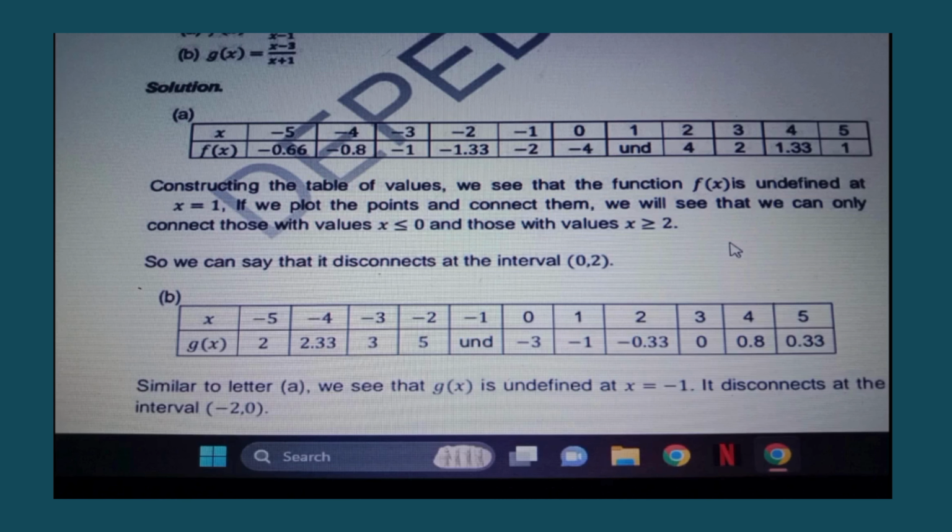Constructing the table of values, we see the function f of x is undefined at x equals 1. If we plot points and connect them, we will see that we can only connect those with values x less than 0 and those with values x greater than 2. So we can say that it disconnects at the interval 0, 2. Similar to letter A, we see that g of x is undefined at x equals -1. It disconnects at the interval -2 and 0.